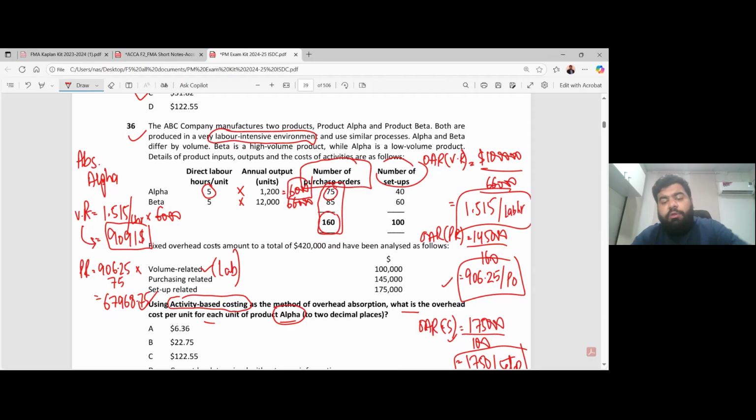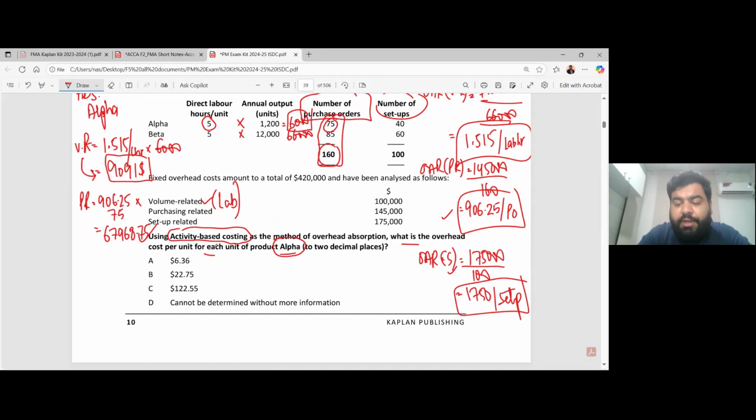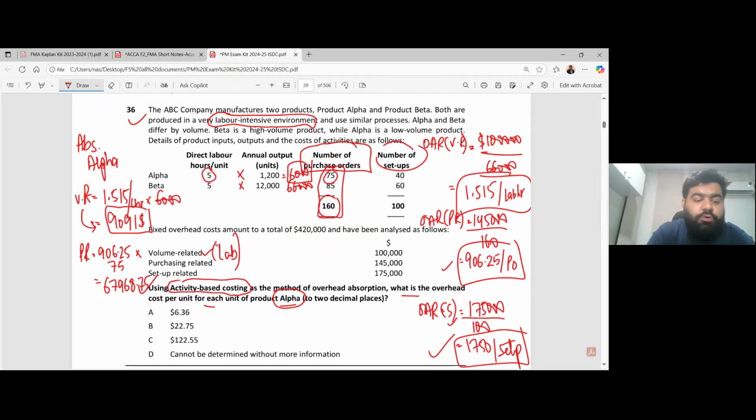Now the other, setup related, it's 1750 per setup. It's written here, 1750 per setup. So it's setup cost 1750 per setup into number of setups. Alpha is having 40. Just multiply with 40. 70,000. Now we have three overheads for alpha.